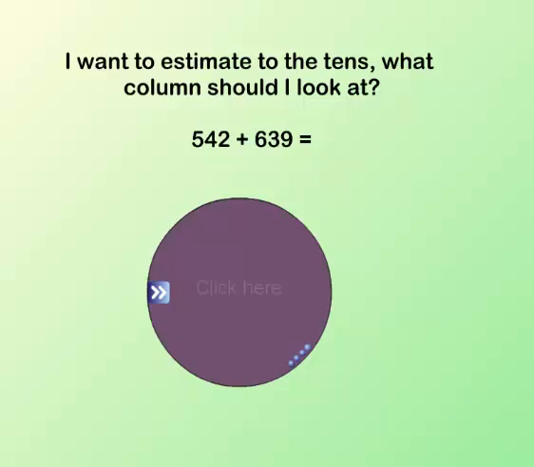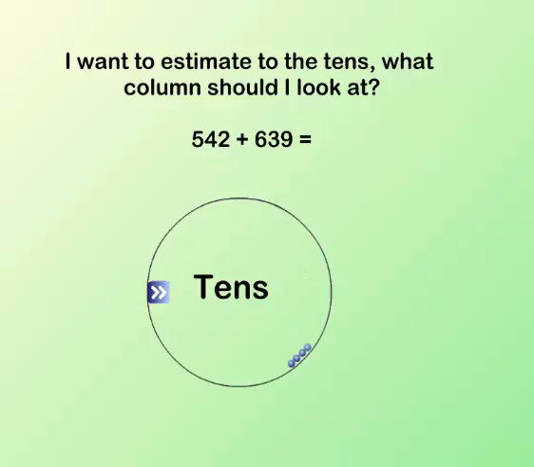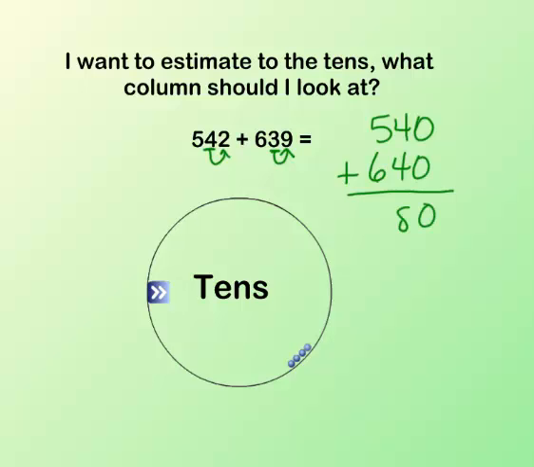If I want to estimate to the tens, what column should I look at here? I'm going to look at the tens column. So here I have 4 in the tens column and a 3 in the tens column. I look back and locate the number next door. 2 is smaller than 5, so I'm going to leave it. I'm going to write it over here as 540. Plus, I look back, the 9 is larger than 5, so I'm going to round up and add one more. So the 3 turns into a 4. So I have 640. And I can add that together quickly to get 1,180.